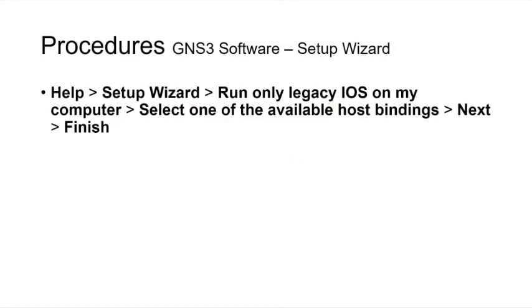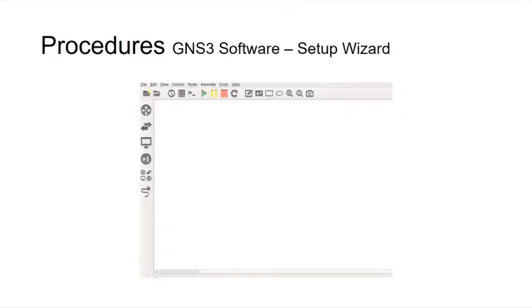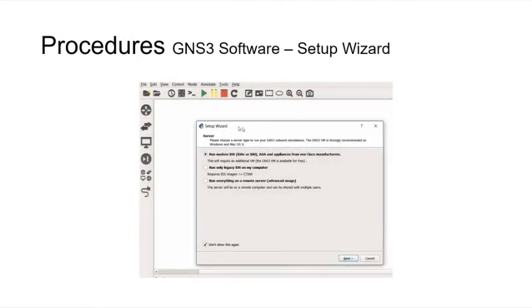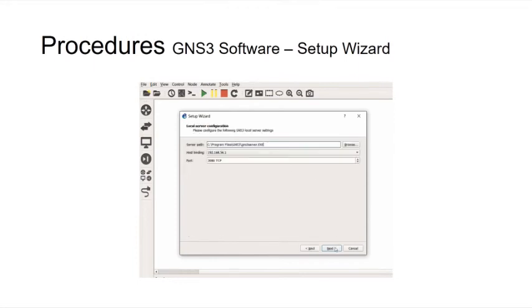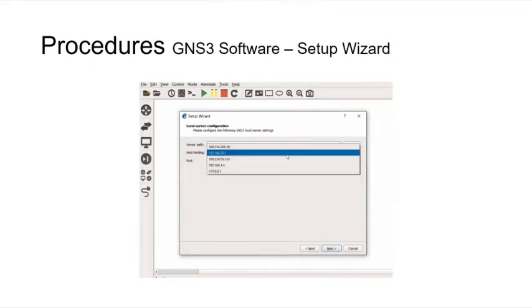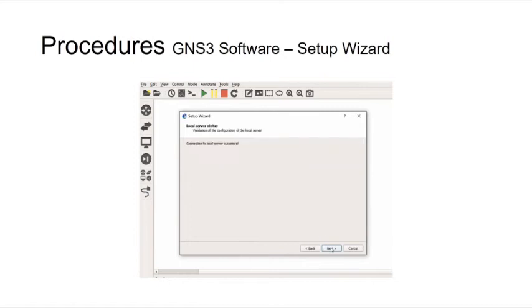So these are the steps. From the working area, go to Help, Setup Wizard. In this case, we will use local server, so run on legacy. Check for your host bindings. Click Finish.